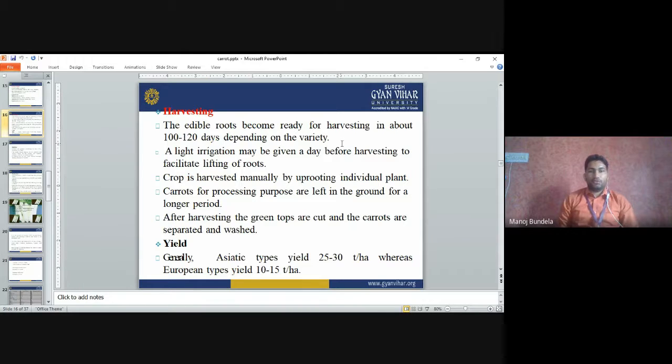The carrots for processing purpose are left in the ground for a longer period. After harvesting, the green tops are cut and the carrots are separated and washed. The total yield: normally in Asiatic type of carrot the yield is 25 to 30 ton per hectare, whereas in European type the yield is 10 to 15 ton. Means Asiatic type gives more yield, but European type gives less yield, 10 to 15 ton per hectare.